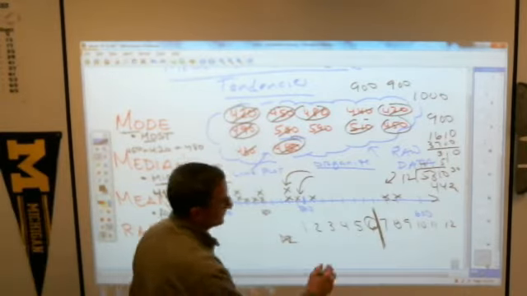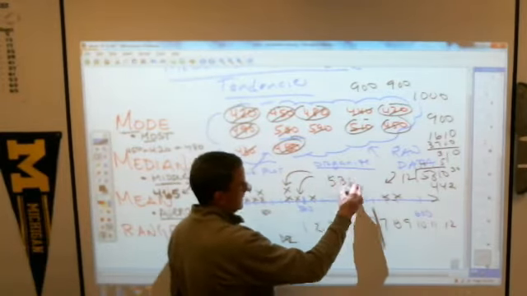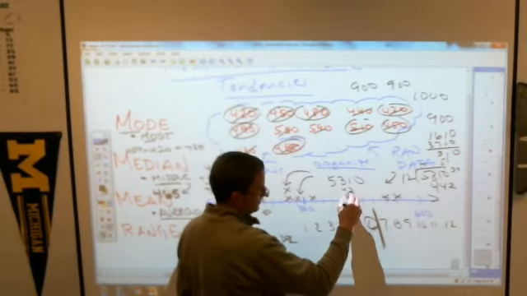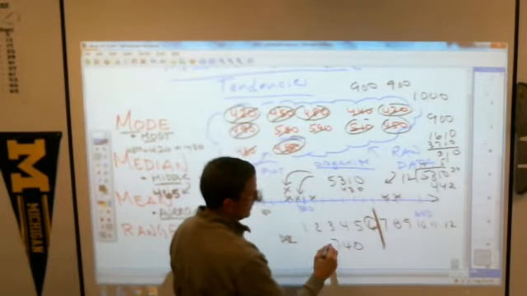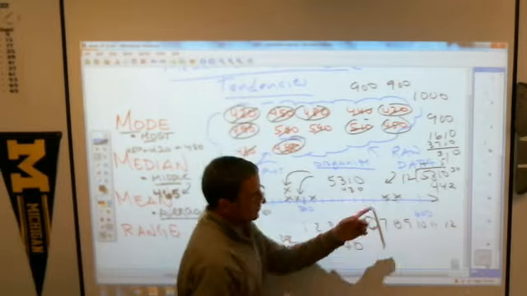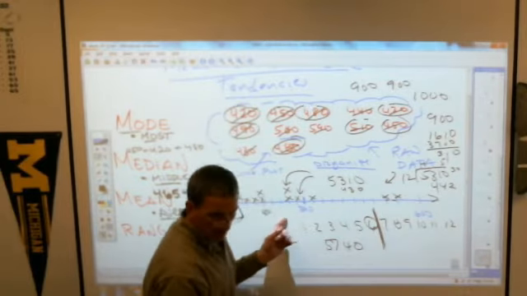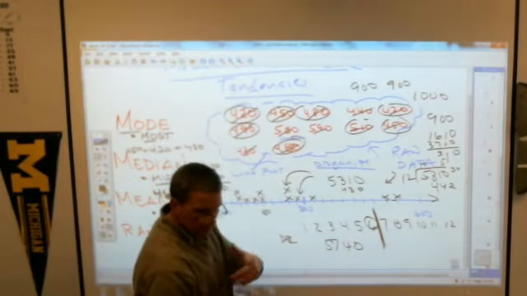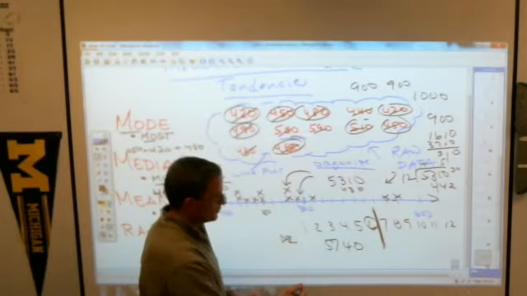Wait, I can do that. 5, 3, 10 plus 430. 0, 4, 7, 5. Notice how I didn't blindly trust my number. I actually looked to see if it made sense. Madison, did you see that? I did it wrong because I knew it was wrong.